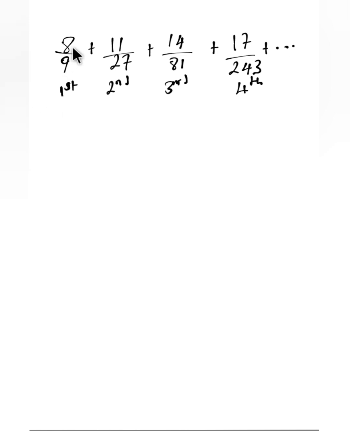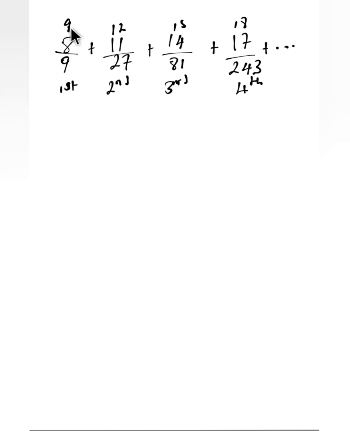Now, if we have a closer look at the sequence 8, 11, 14, 17, we can see that these numbers are very close to the multiples of 3, which are 9, 12, 15, 18. They're very close to it. 8 plus 1 is 9, 11 plus 1 is 12, 14 plus 1 is 15, 17 plus 1 is 18. Now that gives us a clue. It means that if we add 1 to each of these numbers, we have the multiples of 3. Let's take a closer look.